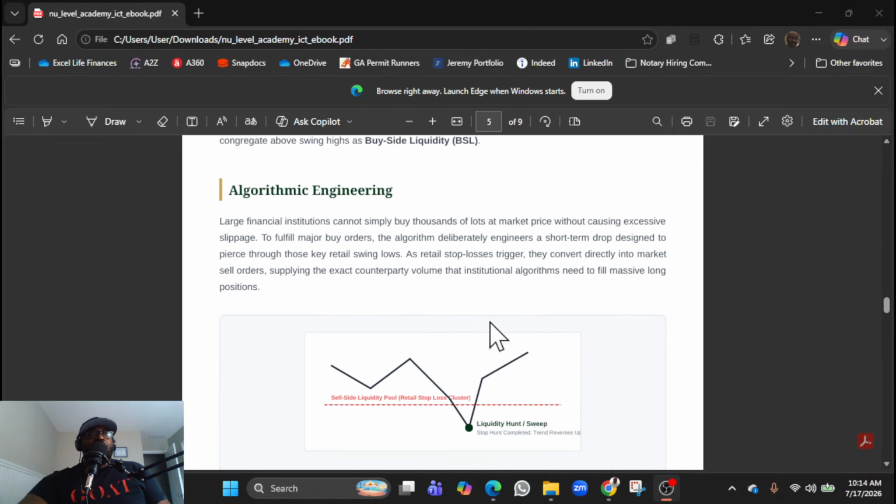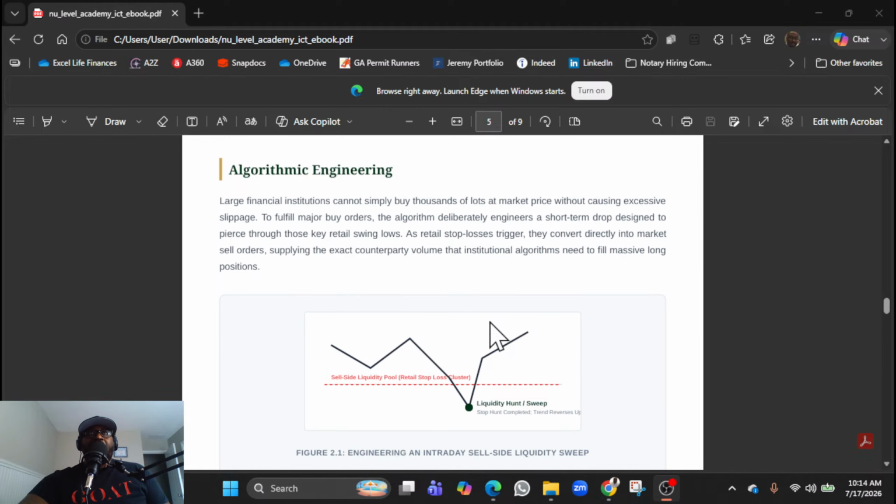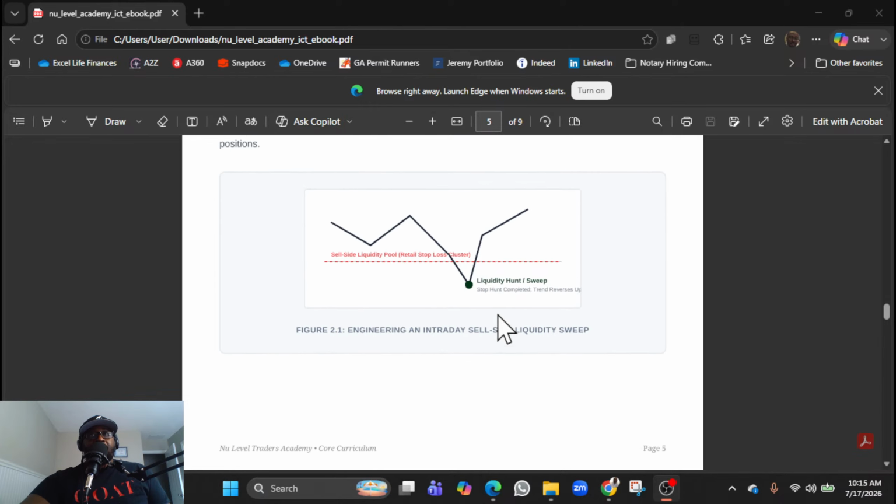Algorithmic engineering. Large financial institutions cannot simply buy thousands of lots at market price without causing excessive slippage. To fulfill major buy orders, the algorithm deliberately engineers a short-term drop designed to pierce through those key retail swing lows. As retail stop losses trigger, they convert directly into sell orders, supplying the exact counterparty volume that institutional algorithms need to fill massive long positions or massive short positions.